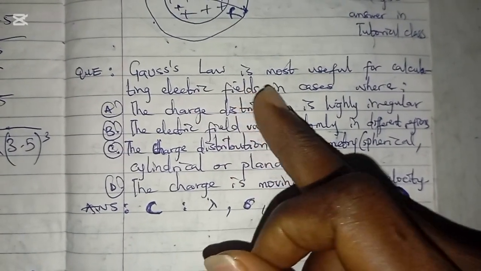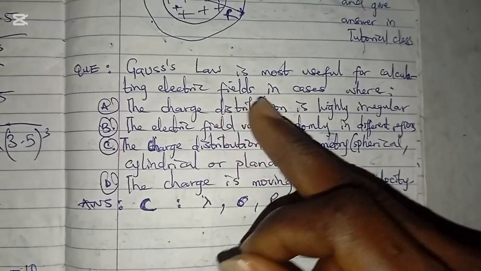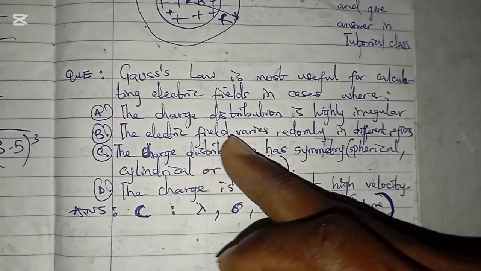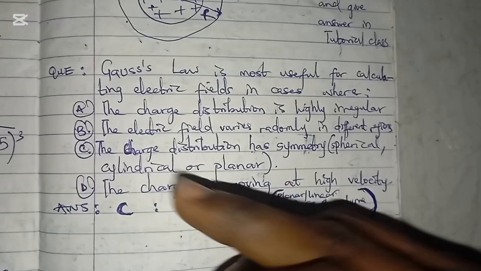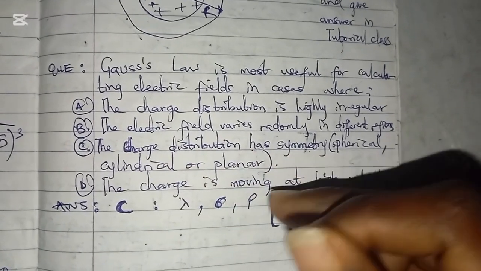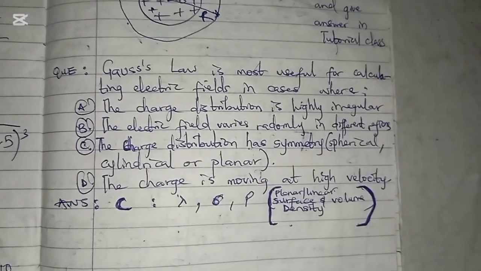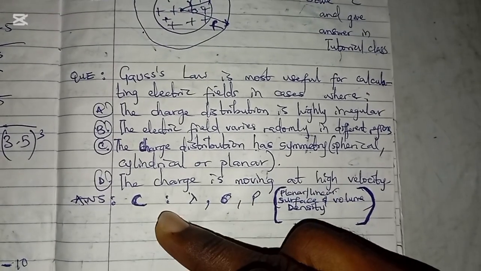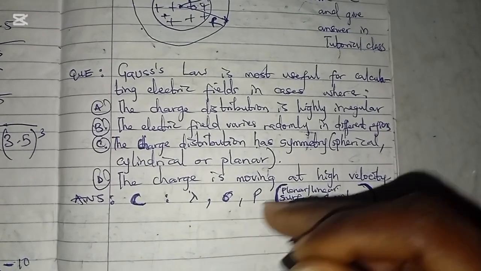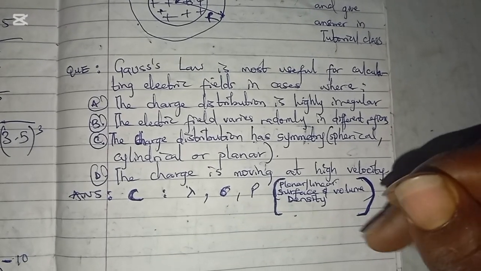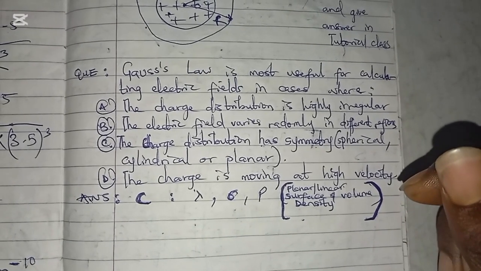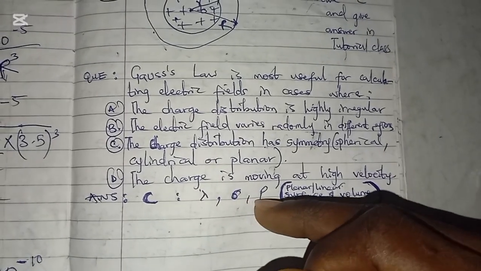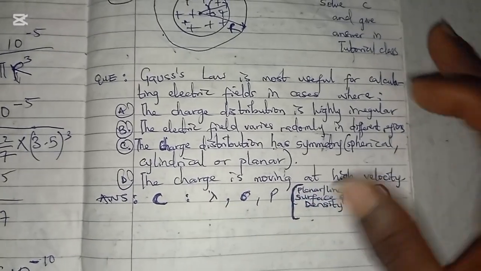This question says Gauss' law is most useful for calculating electric fields in cases where the charge distribution is highly irregular, or the electric field varies randomly in different regions. C. The charge distribution has symmetry, that is, being spherical, cylindrical, or planar. D. The charge is moving at high velocity. So the answer is C. The charge distribution has spherical, cylindrical, or planar symmetry, that is, all those things we taught you about. Is it in linear density, lambda? Is it in surface density, or is it in rho, volume density?